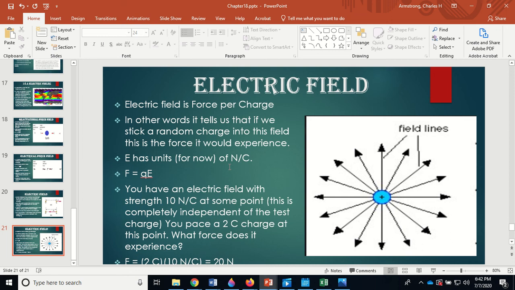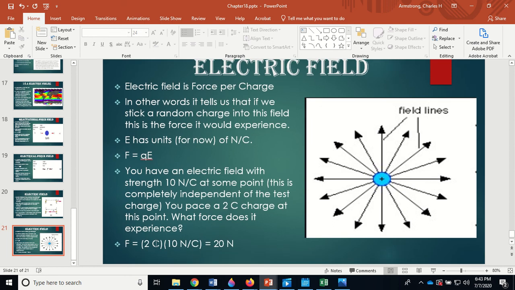You have an electric field with a strength of 10 newtons per coulomb at some point. This is completely independent of the test charge. You place a 2 coulomb charge at this point. What force does it experience? Well, you got 2 coulombs. For every 1 coulomb, it's going to experience 10 newtons of force. So 2 coulombs would experience 20 newtons of force. Okay, not too complicated at all.